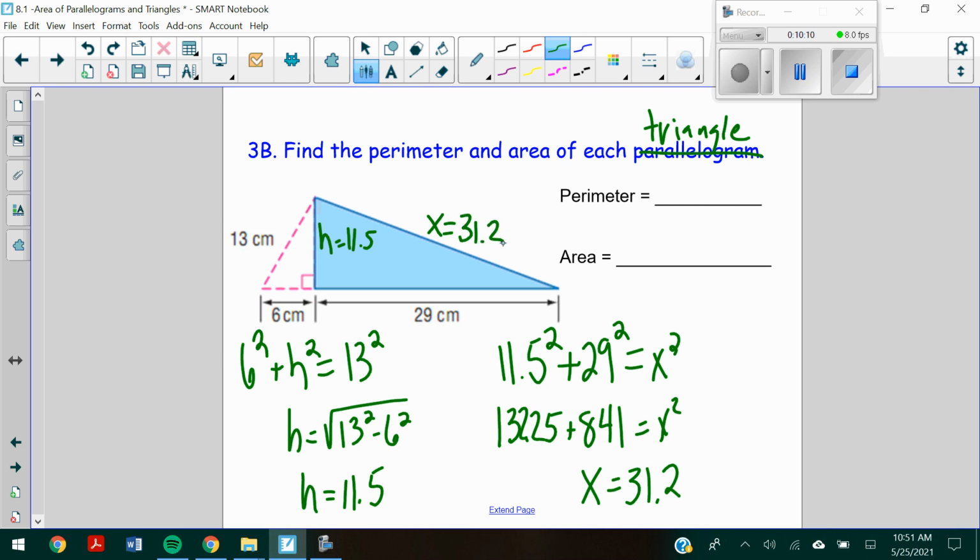All right, so perimeter: 11.5 plus 31.2 plus 29. We get ourselves a 71.7. For the area, we're going to take 29 times 11.5. Don't forget to divide it by 2. We get 166.75.